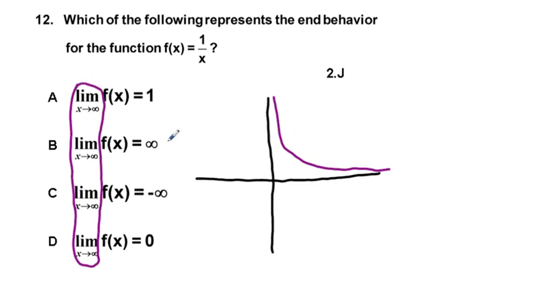So what is happening here? Is y going up towards infinity? No. Is y going down toward negative infinity? No. Is the y value converging on 1? Well, no, but it's going toward 0. So we call it the limit as x approaches infinity of f of x. We say that that is equal to 0. D is our correct answer.